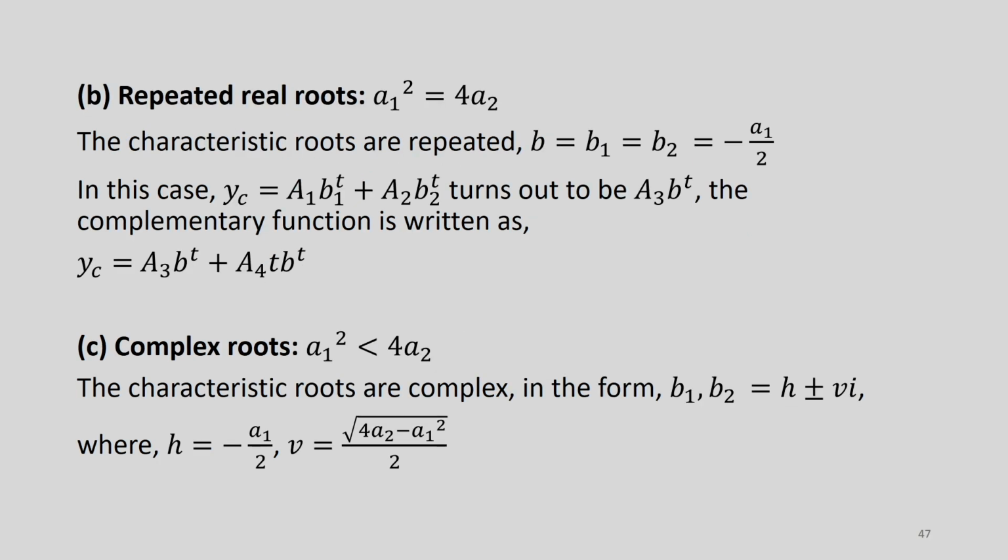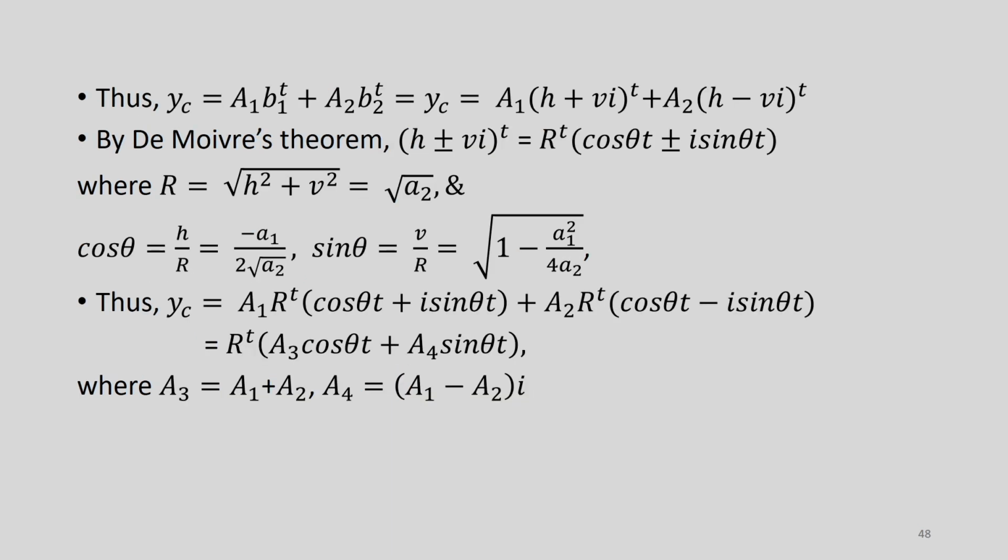Secondly, it is possible that you have this condition which has been satisfied. In that case, the complementary function will have this form, and finally, you can have complex roots where this condition is satisfied, a 1 square is less than 4 a 2. In this case, the complementary function will be given by r to the power t, a 3 cos theta t plus a 4 sin theta t, where theta and r are defined by these two relations.